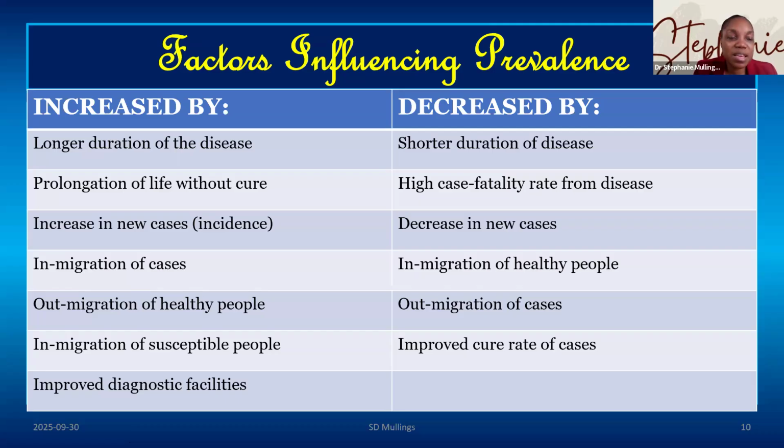I want you to think about how improving the diagnosis of the particular illness, or having better facilities to carry out your diagnostic actions, would impact prevalence. Would it increase only, or would you see some decrease over time? That you can share with me in the comments.